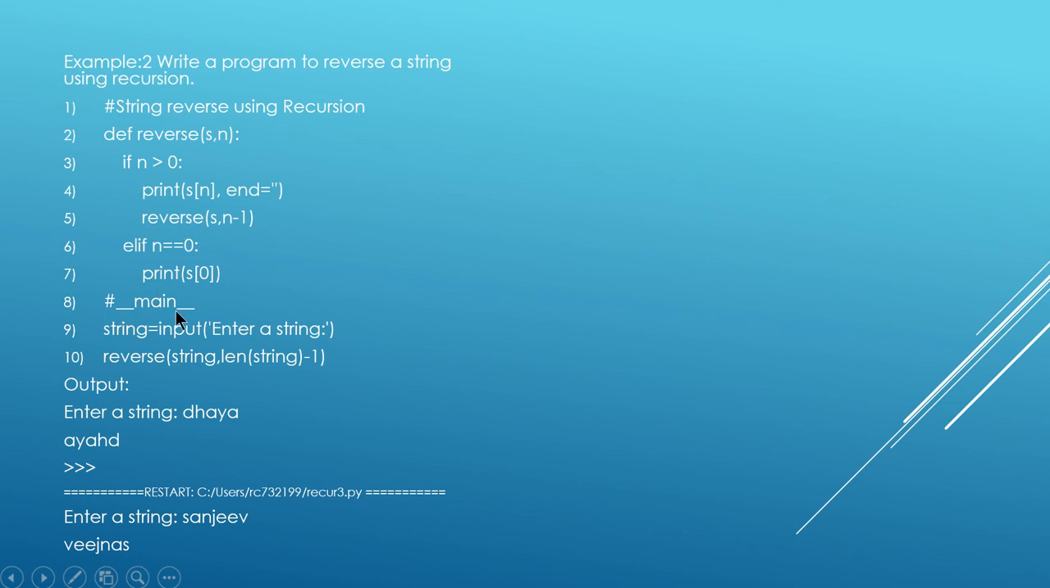So look at my main program. string is equal to input of "enter a string", whatever value you are reading, and then you are calling the function. The first call you have to make from the main statement, that is the top level statement: reverse of string comma length of string minus 1. Why is it so? What is the length of string? Length of "write" is 5, but the last character is present at the 4th index. So 5 minus 1, 4.